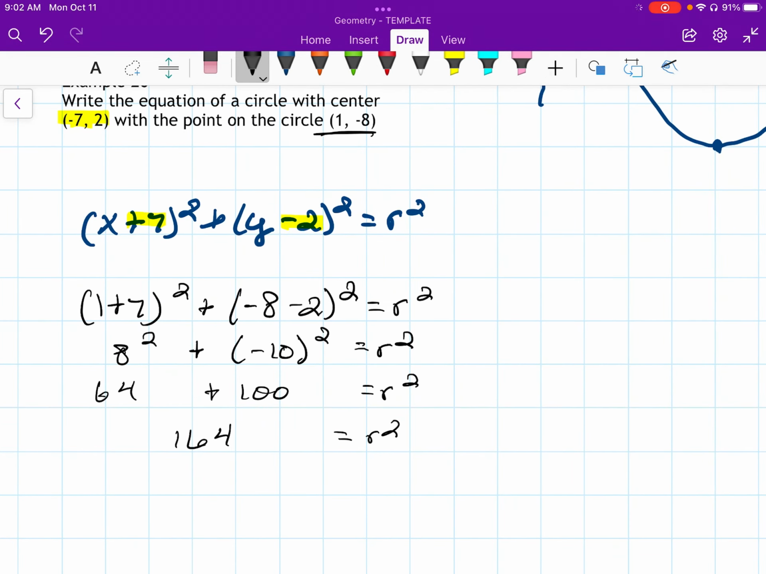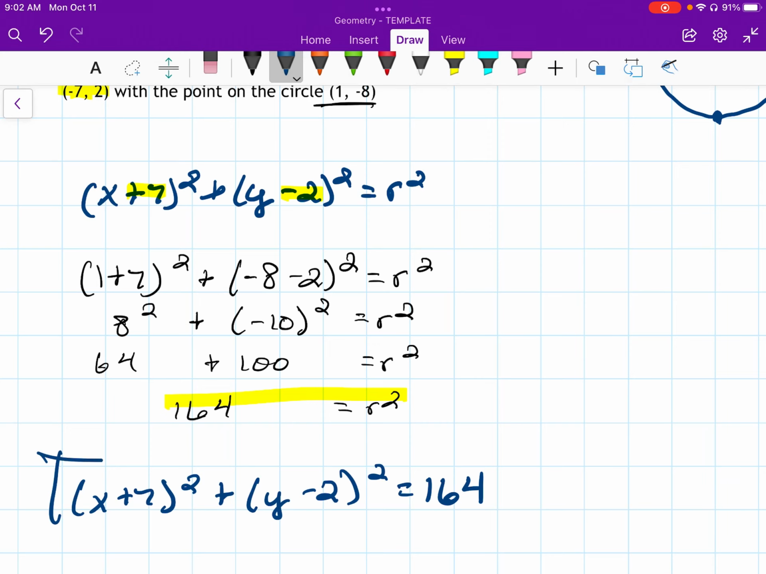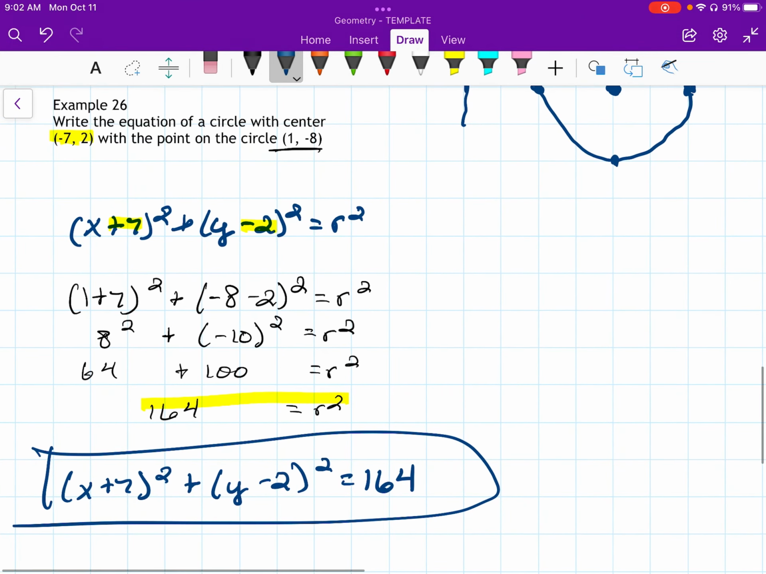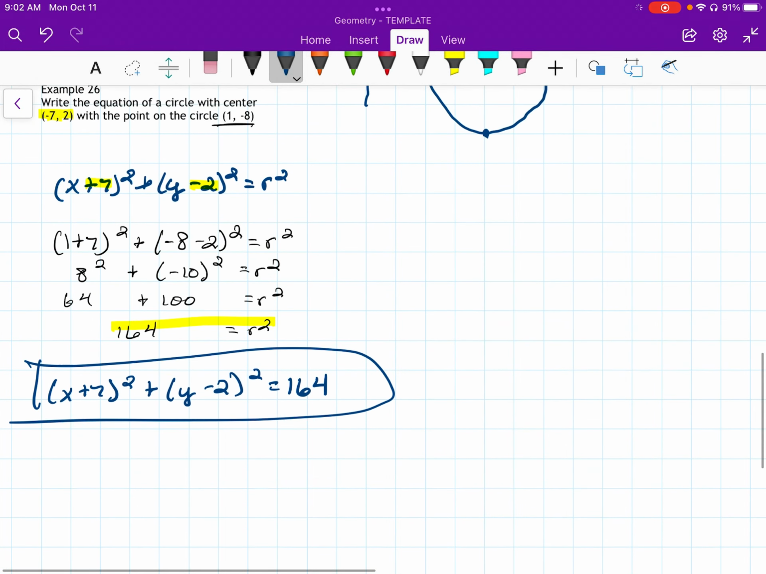I don't think that's going to give us a nice pretty root, so I'm going to leave it as is. And I'm going to plug back into the top formula that I had. So this will be x plus 7 squared plus y minus 2 squared equals 164. And there we are. All right, that is circles.